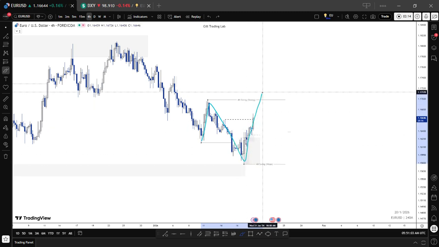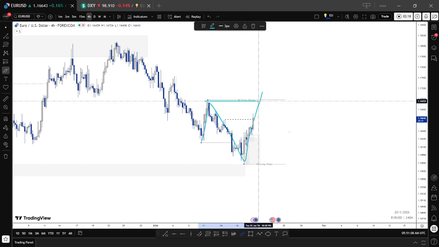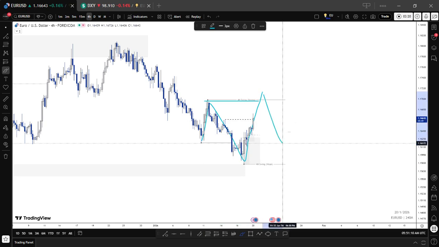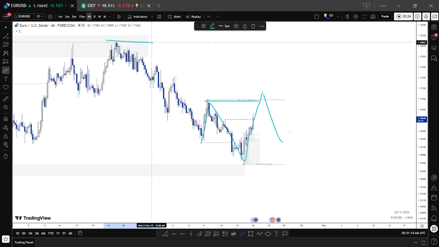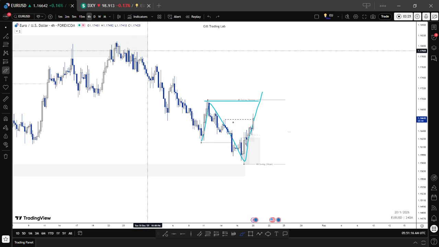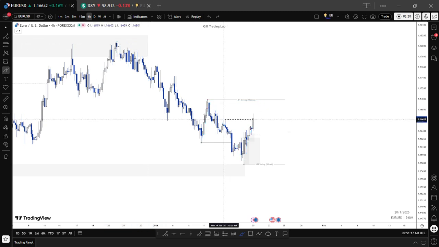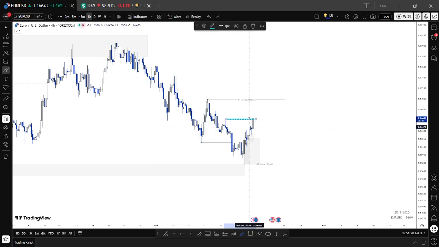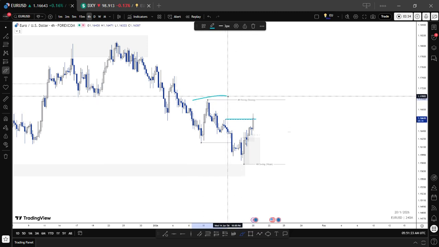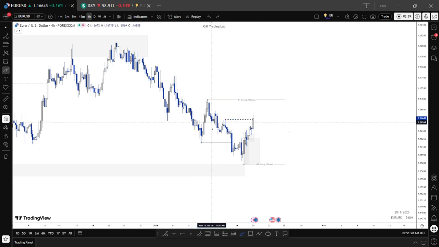The moment the 4-hour switches bullish is the moment I will truly confirm that price is ready to target this high. For now, the daily bullish touch is enough. It's a sign, but I'll let the 4-hour guide me. I'll follow the trend until it shifts. So let's drop down to the M15.